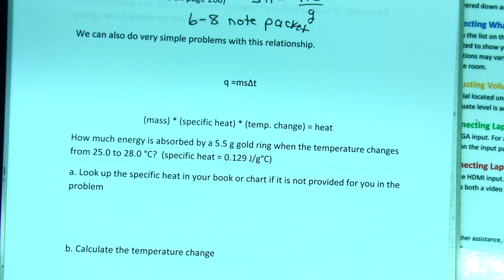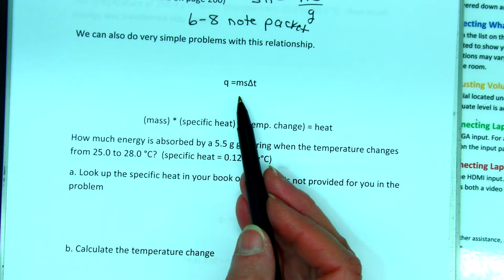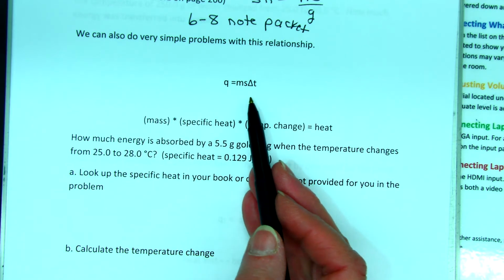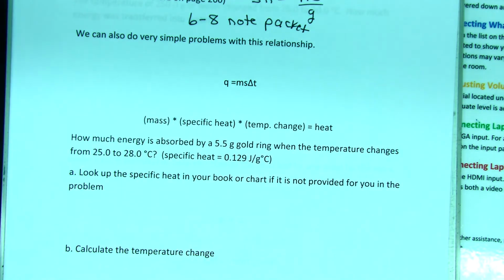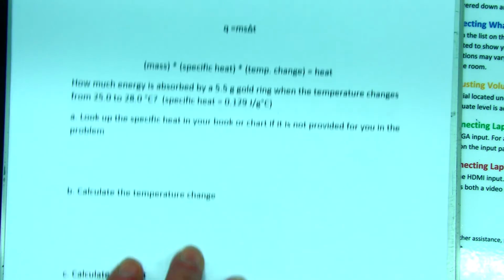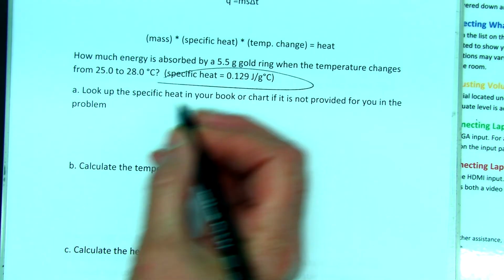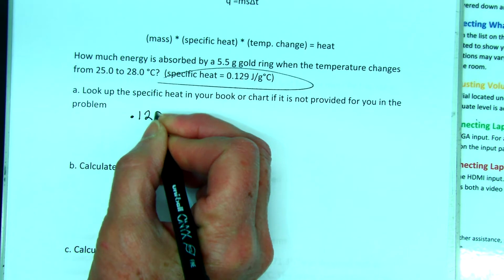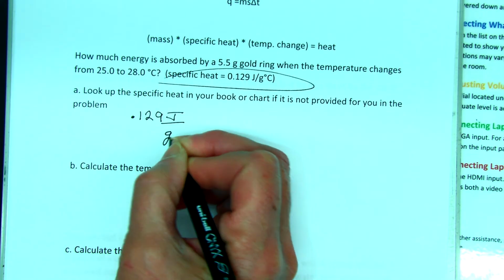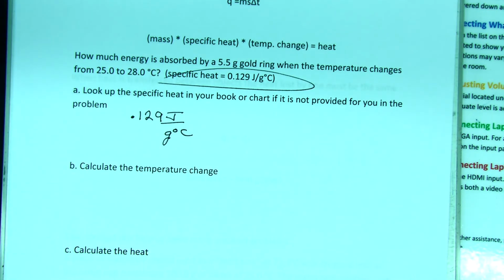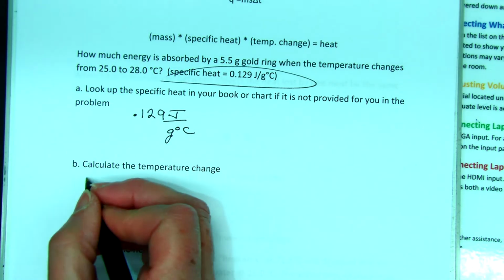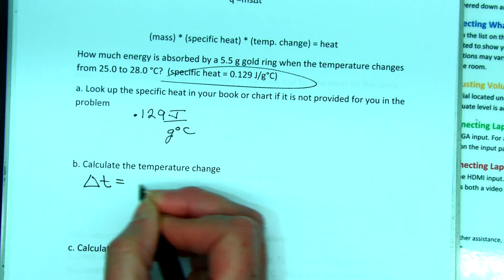Okay, we can also do really simple problems with this relationship. The heat is equal to the mass times the specific heat times delta T. And again, I like to do it in words. So we look up the specific heat in your book or chart if it's not provided for you. That's always the first step, is to look up specific heat. I included it here, 0.129 joules per gram degree C. When you're doing homework, you'll have to go look it up. Calculate the temperature change, final minus initial.